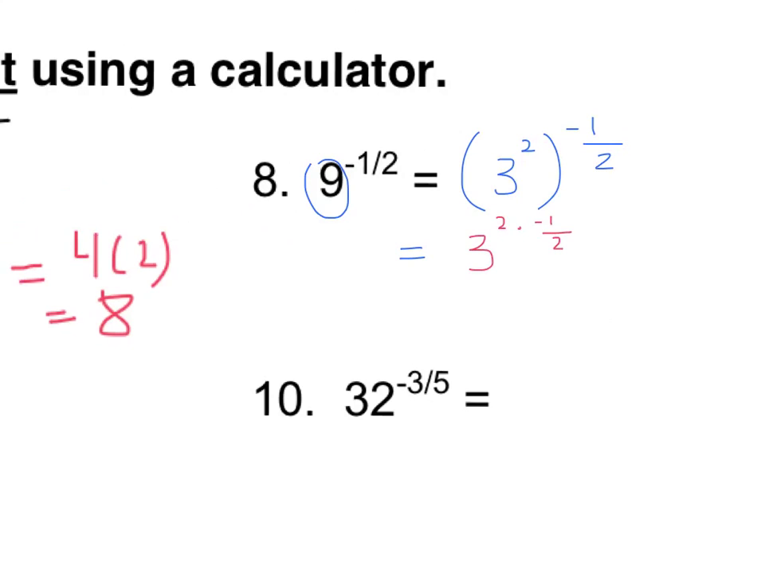Again, the 2 and the 2 will cross cancel, and you will be left with the negative 1. So the answer would be 3 to the power negative 1. Now remember the rule that says every time you have a negative exponent, it means you have to reverse or flip your fraction. So it would be 1 over 3 to the power 1, which is 1/3.